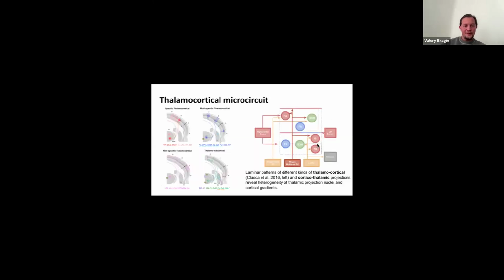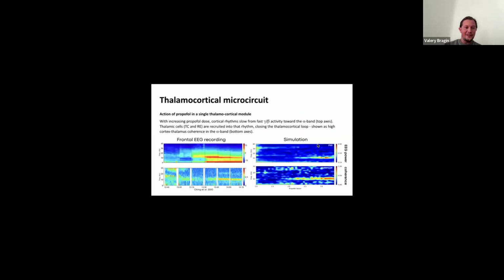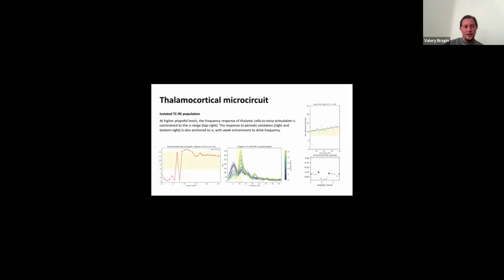This was the thalamocortical circuit. We did some preliminary simulations, where we tried to reproduce the emergence of frontal alpha with propofol. With increasing propofol effect, we have a slowing down of cortex and stronger alpha, and also, on the bottom, thalamocortical coherence, because it actually also relies on potentiating thalamic alpha, as I described before.